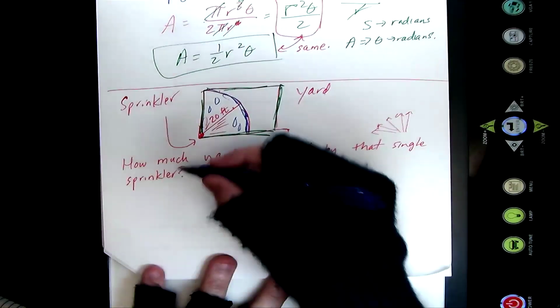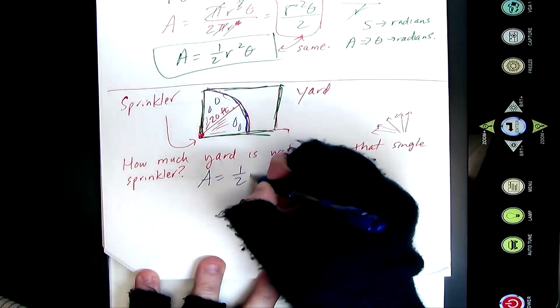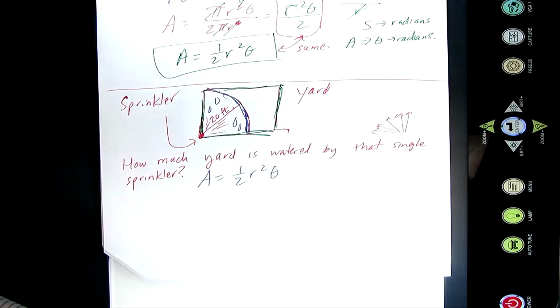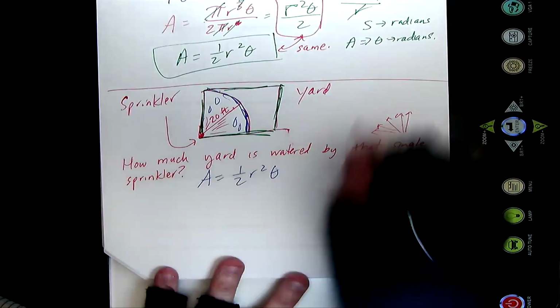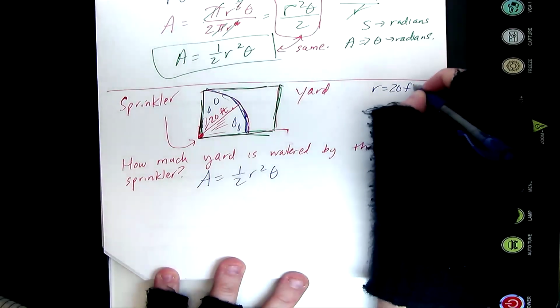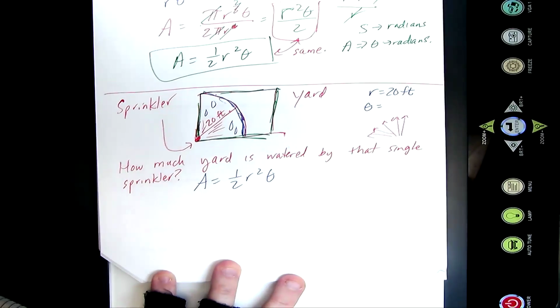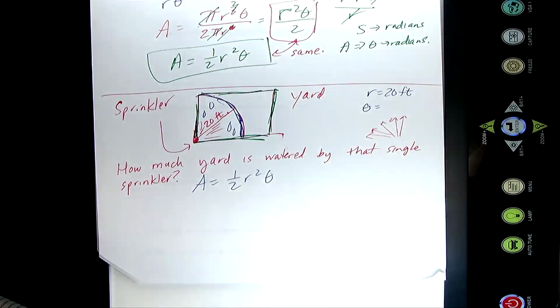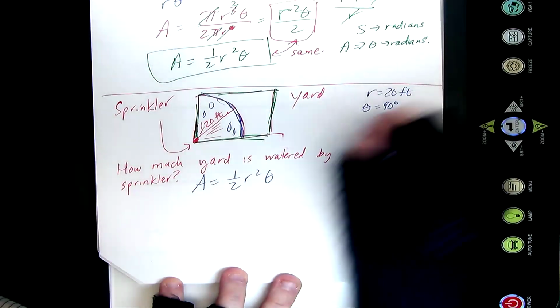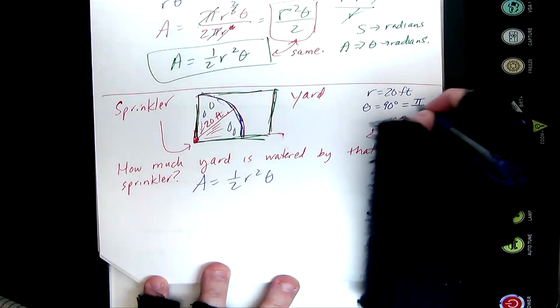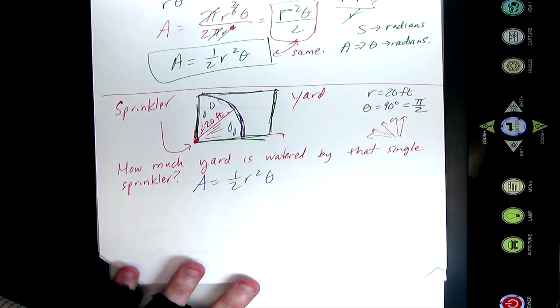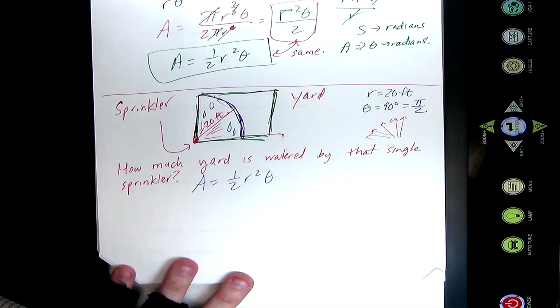So we're using A equals 1/2 r squared theta. What is r and theta here? R is the 20 feet. What's theta? It's 90 degrees. Does anyone remember what that is in radians? Pi/2. It's pi over 2. If you can remember in radians, we don't need to do that lame formula. We can make this shorter.